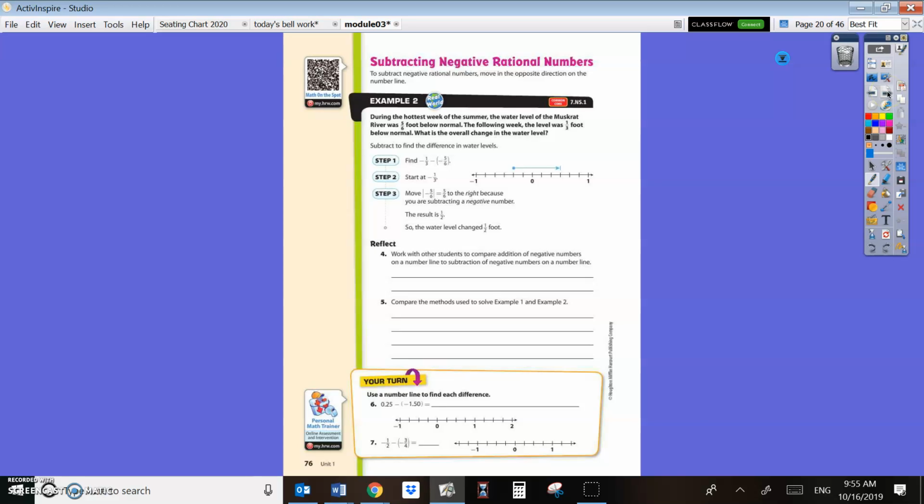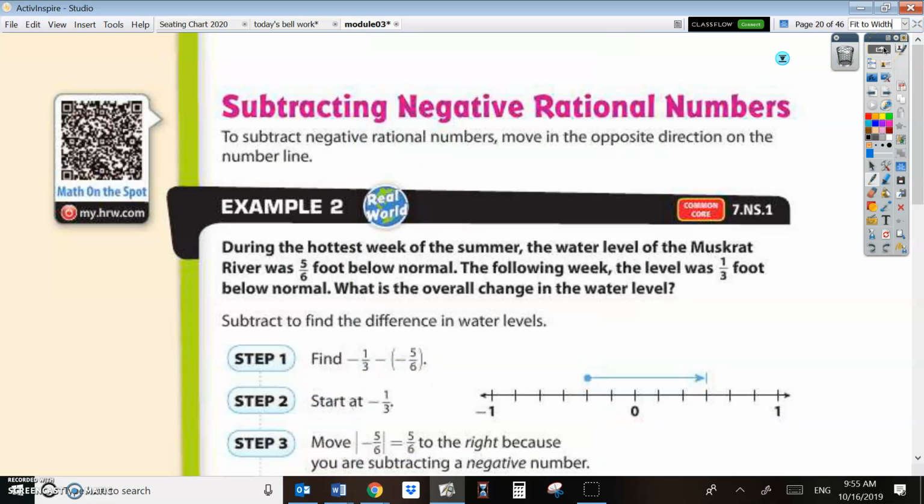Subtracting negative rational numbers. To subtract negative rational numbers, move in the opposite direction on the number line. So here we're subtracting a negative. You know that subtracting a negative is like adding a positive. So in this example, you need to make it so that you're adding. And when you're adding fractions, you need a common denominator. So -1/3 plus 5/6. So you need a common denominator.